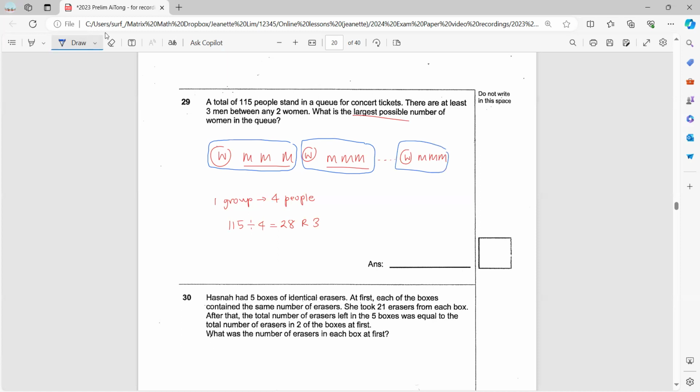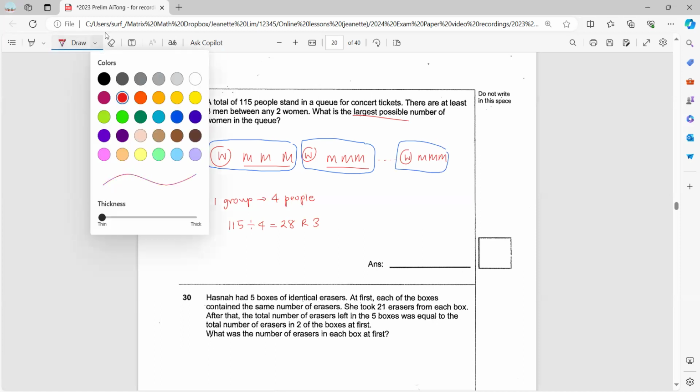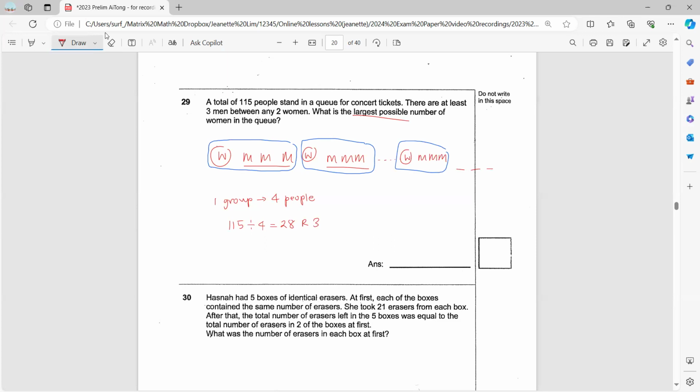What do you have? You have 3 more people. So who are the 3 people? Because you have 3 men already, you can actually have 1 more woman here. Because we want the largest possible, if you can put a woman, you put. So now, how many women would that be? It's not just 28, but you have to add 1 more at the end. So 28 plus 1. Answer, 29 women at maximum. Sorry, largest possible number. So yes, maximum.